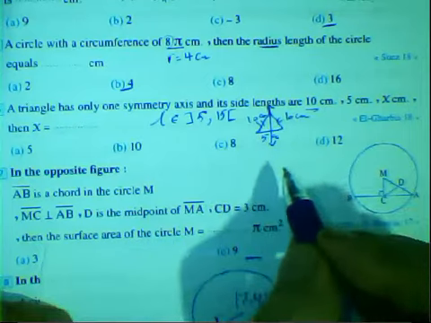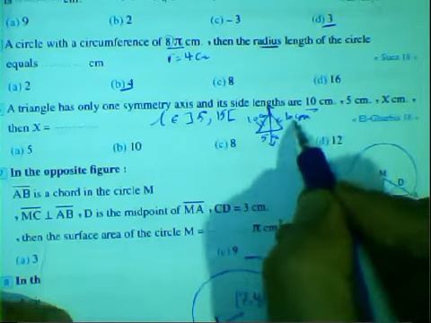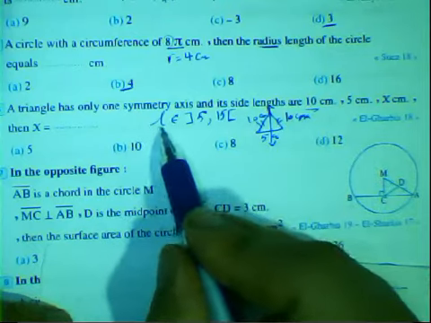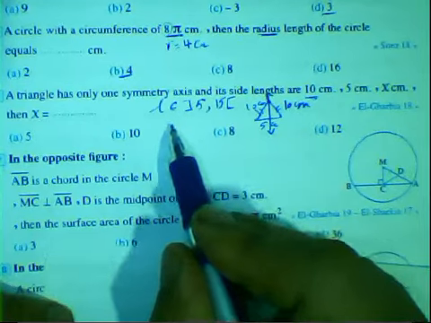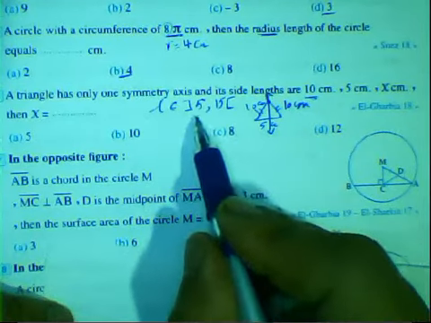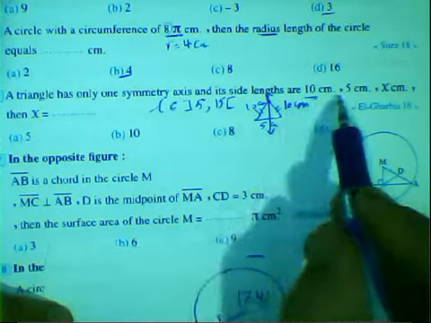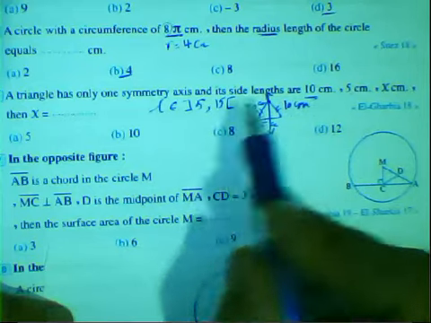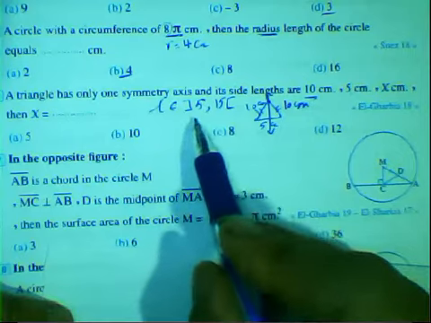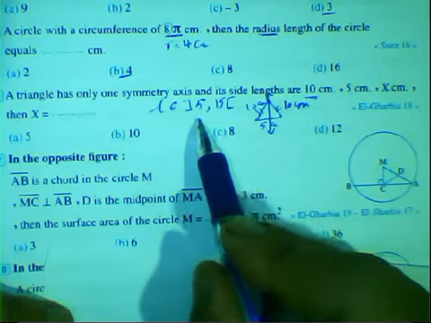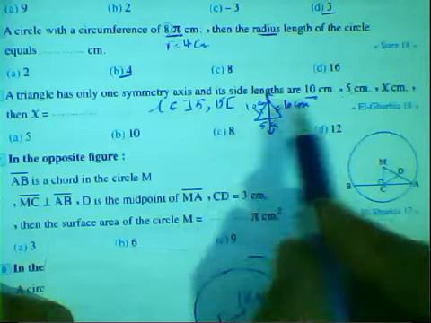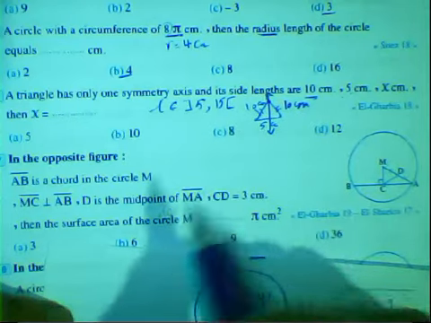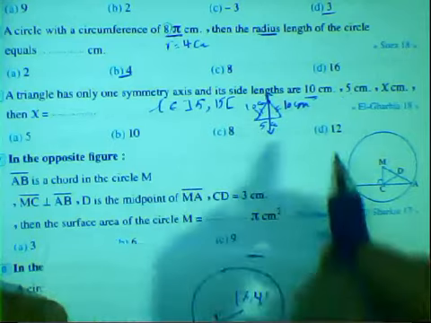Okay, this is the inequality of the triangle. The third length lies in the open interval. We subtract 10 minus 5 equals 5, and if we add 10 plus 5 equals 15, the third length lies in the open interval from 5 to 15. So we must choose 10 centimeters. Don't choose 5, it's impossible, okay? So the result will be 10.